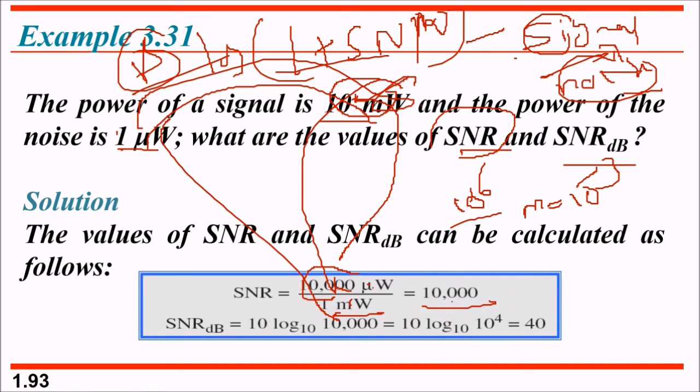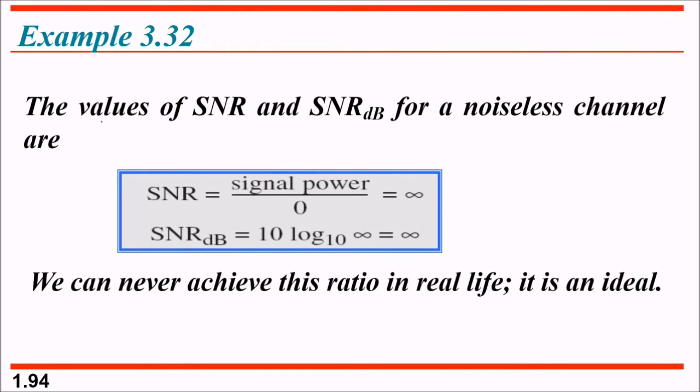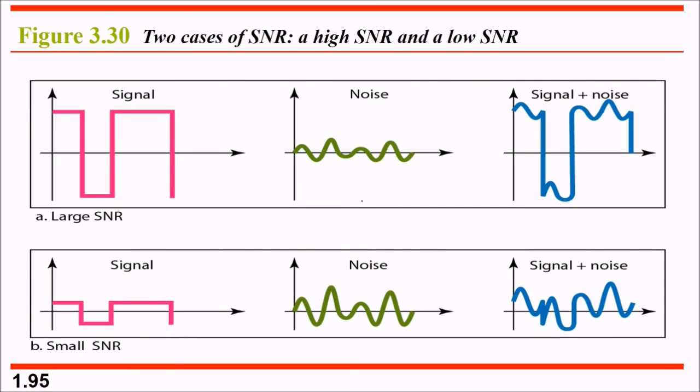But you know how to compute this value, convert this into decibel. 10 log 10 of 10,000, that is 10 to the power 4, and that will be 40 dB. We have another thing, the value of SNR and SNR dB for a noiseless channel. Because there is no noise, the noise power is 0. So the signal to noise ratio is infinite, or you can find it in dB also. This will also come as infinite. So we can never achieve this ratio in real life. So it is an ideal value.